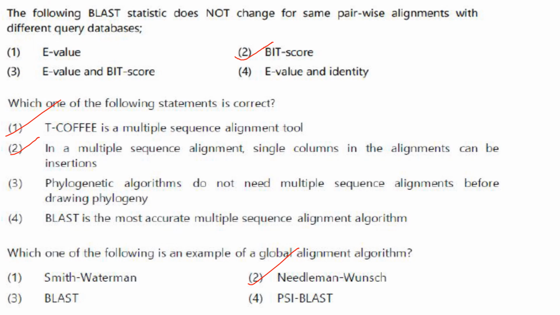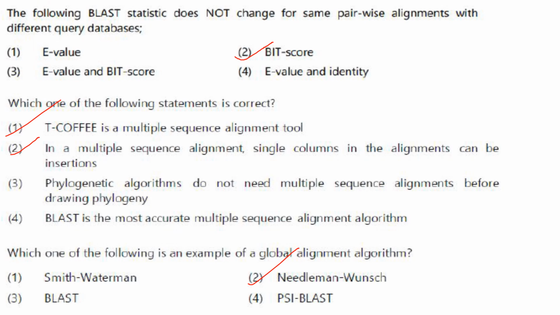Now, on the other hand, E value measures the statistical significance of the alignment and it depends on the database size and composition. So, it will change when searching different databases. So the answer here is option 2, that is bit score.